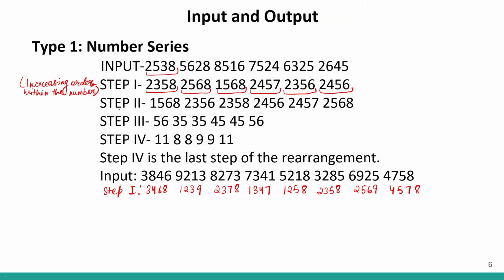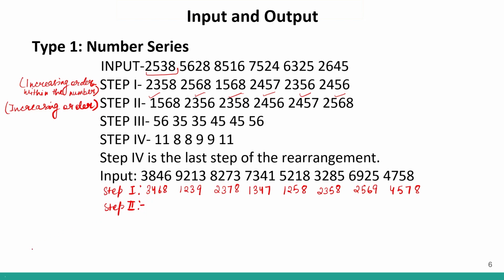Okay. Moving on to step 2. Now I see these numbers. These are your numbers, correct? I see 1, then I see 2356, 2358, 2456, 2457 and 2568. So what is the pattern? Basically, they have been arranged in increasing order. Now the entire number has been arranged in increasing order. In the previous step, we were following increasing order within the number. But now the entire number range has been arranged in increasing order. So for step 2, we would arrange them in increasing order.